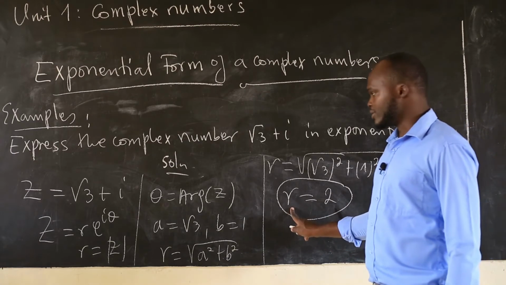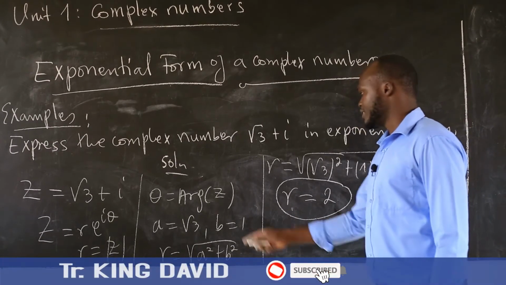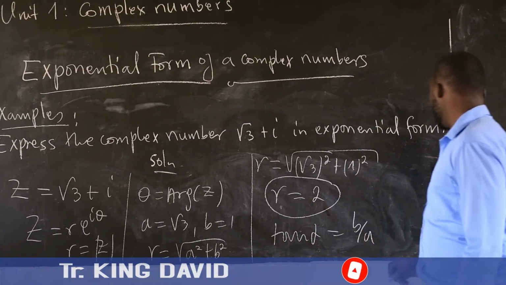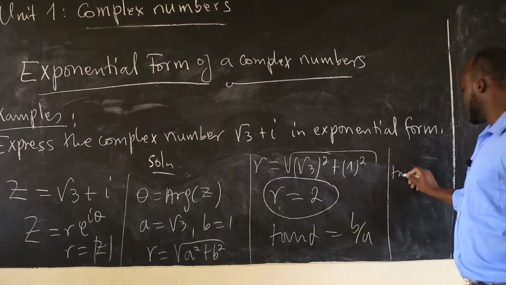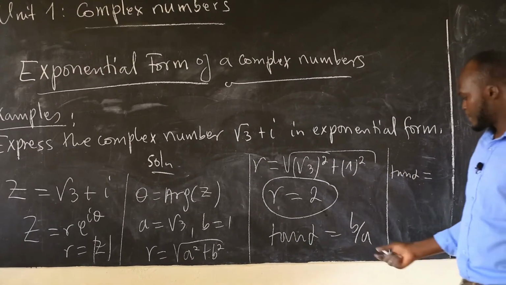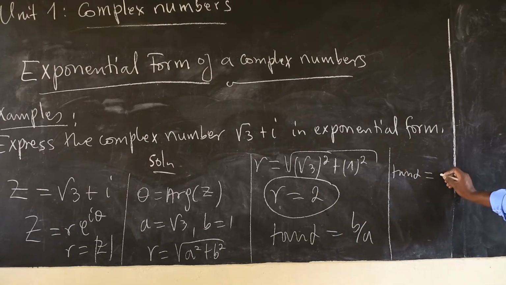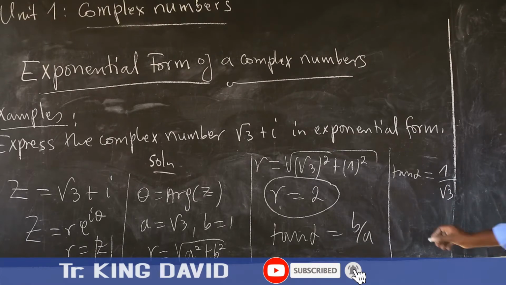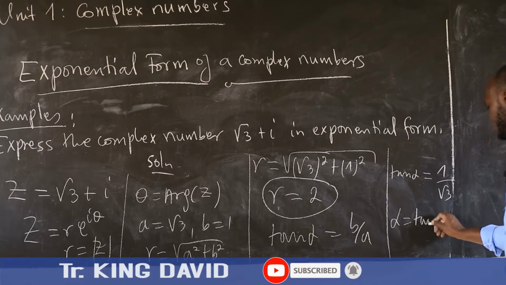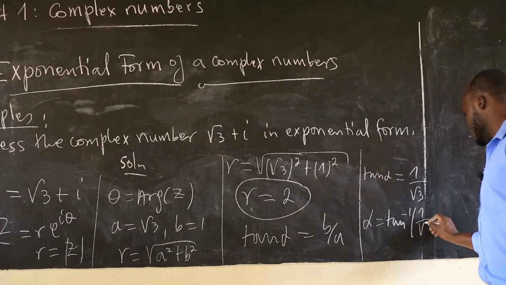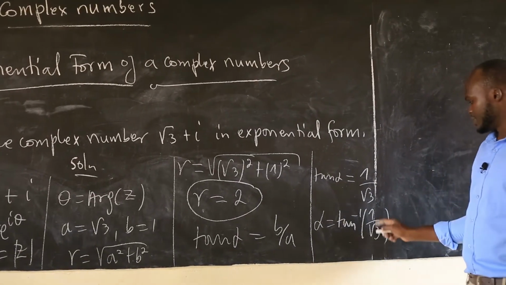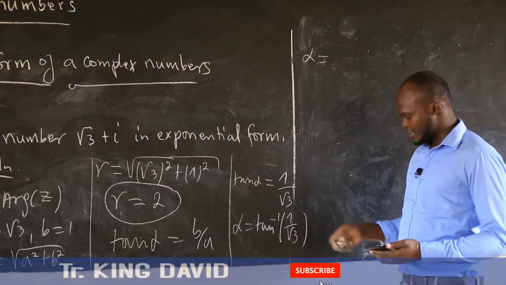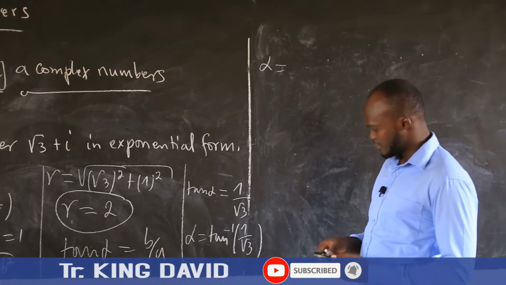So after getting the magnitude of z, we're going to find the argument. How do we get the argument? It is tan alpha, which is equal to b over a. So now, what is tan alpha? What is b? B is 1. Then a is root 3. So now alpha is tan inverse of 1 over root 3. And tan inverse of this is 30. So it is just a matter of finding tan inverse of 1 over root 3.